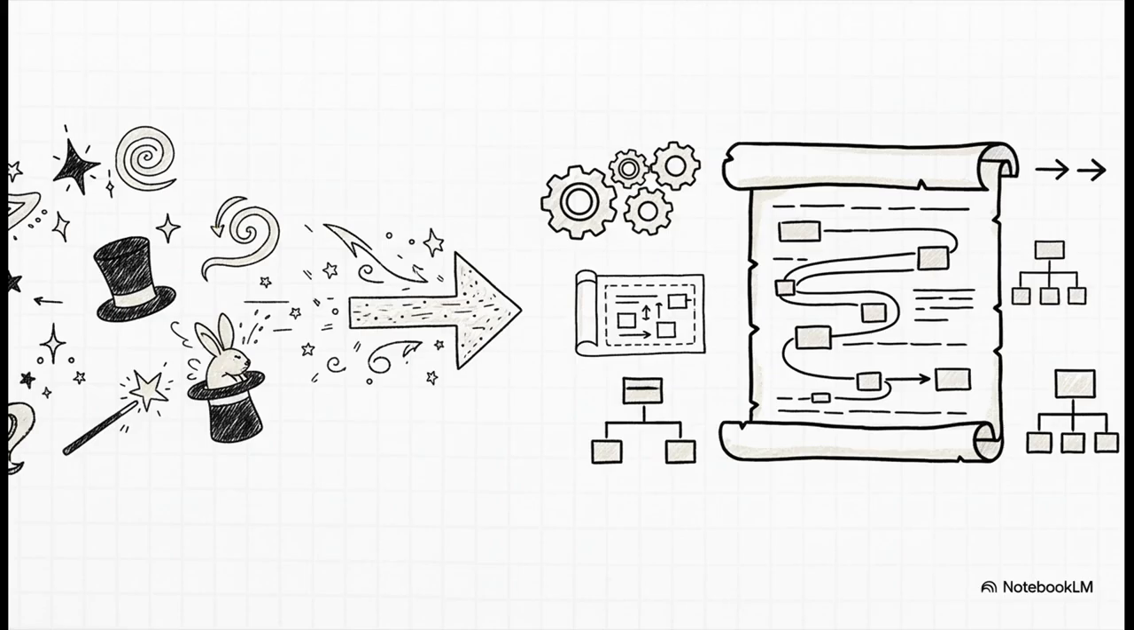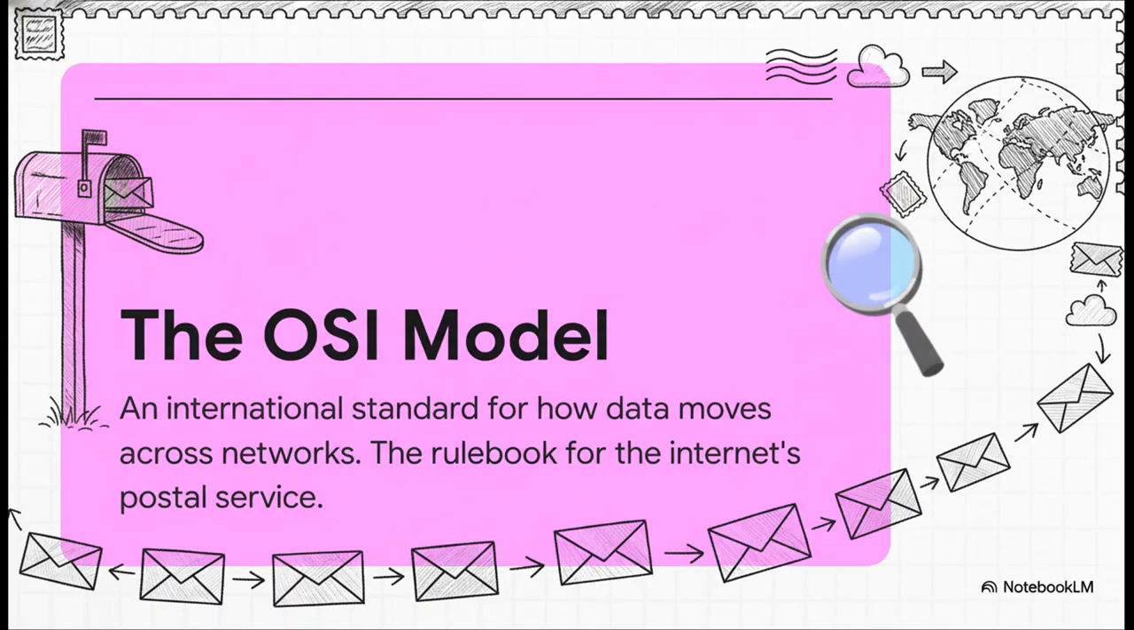But it's not. It's actually a super organized, incredibly clever system. It's a map, or maybe a better way to think of it is a detailed instruction manual that every single device on the internet follows perfectly. Okay, so let's give this system its proper name. It's called the OSI model, and that stands for Open Systems Interconnection.